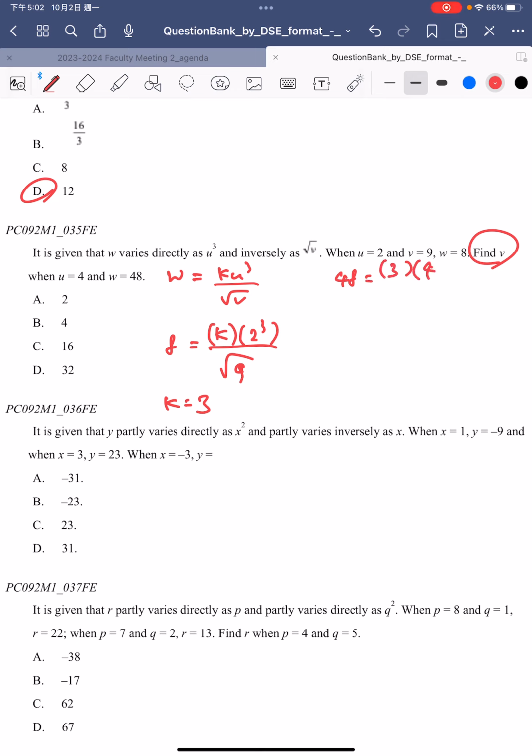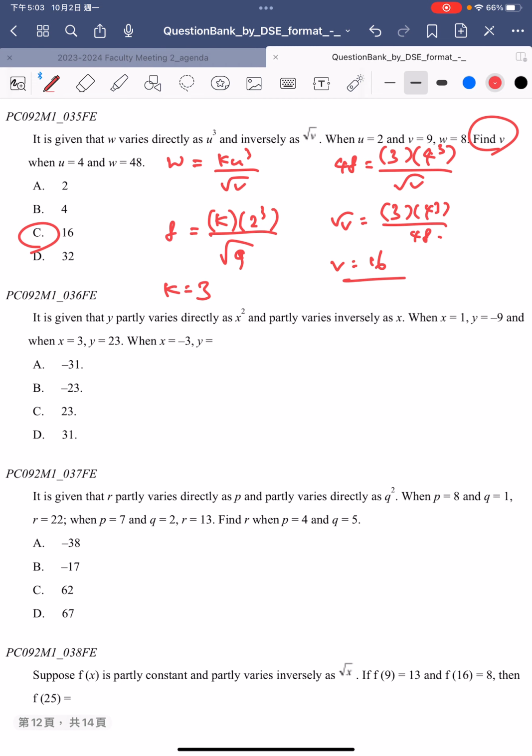The u is 4. We take the cubed and we divide by square root v. So the square root v is equal to 3 times 4 cubed divided by 48. Then we have the v is equal to 3 times 4 cubed divided by 48 and squared it, which gives you 16. So the value should be C.